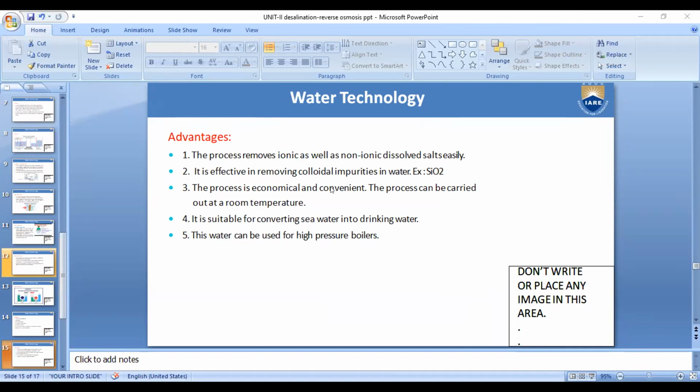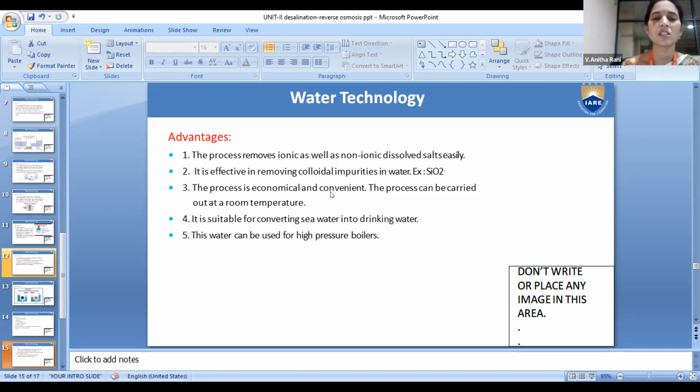This process is economical, and in rural areas near the seawater, near the oceans where the villages are, people can easily get drinking water by this reverse osmosis process. We can establish a plant there and get drinking water. Yes or no, students? Yes, ma'am.